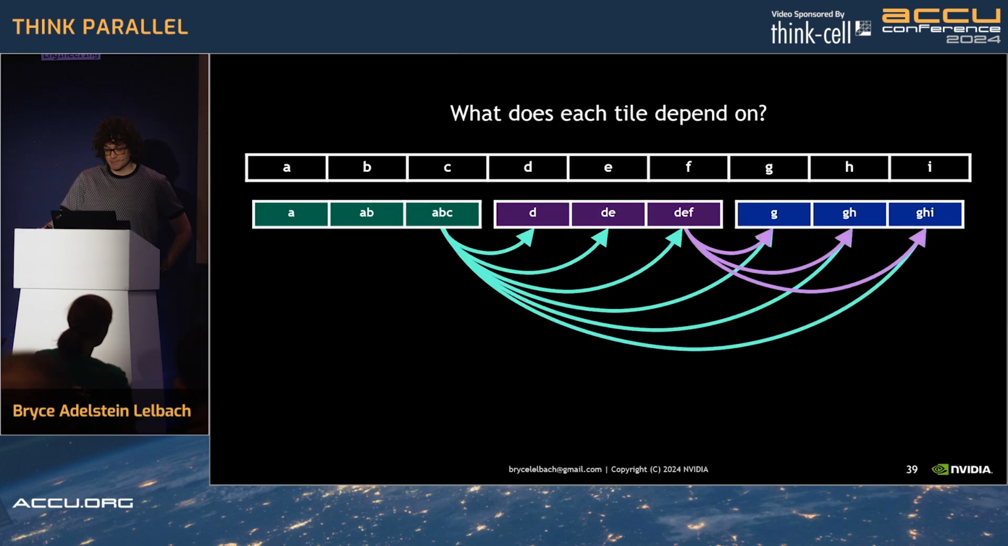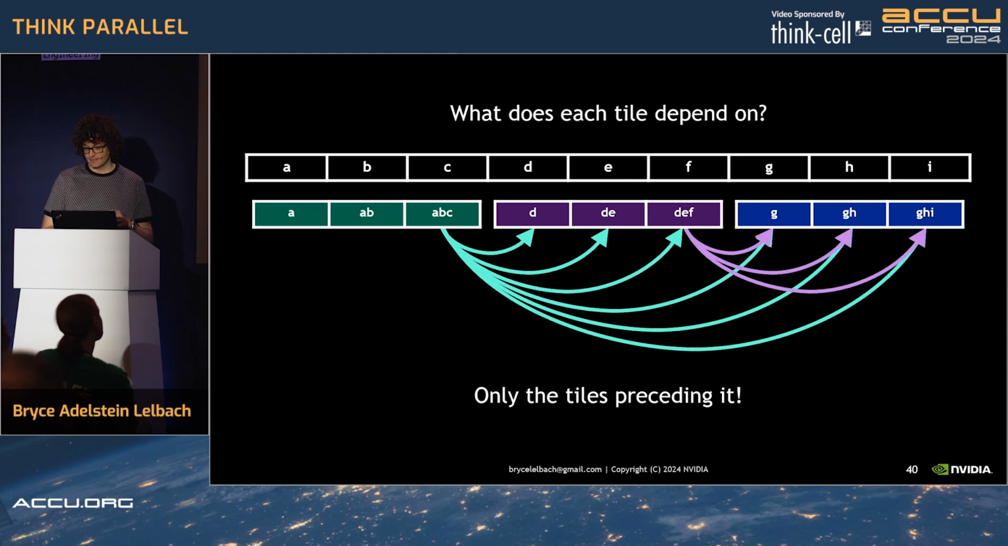So applying these principles to scan, we must think about what each tile actually depends upon. Does every tile need to wait for all the tiles to finish before proceeding? No, we only need to wait for the tiles preceding us to finish their local scan and write to the locals vector. So now let's go about implementing a scan a second time, this time using a scalable strategy called decoupled lookback, where we will only wait for the tiles that we actually depend upon.